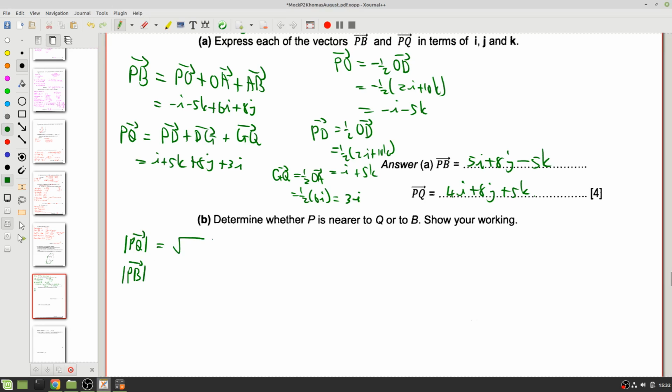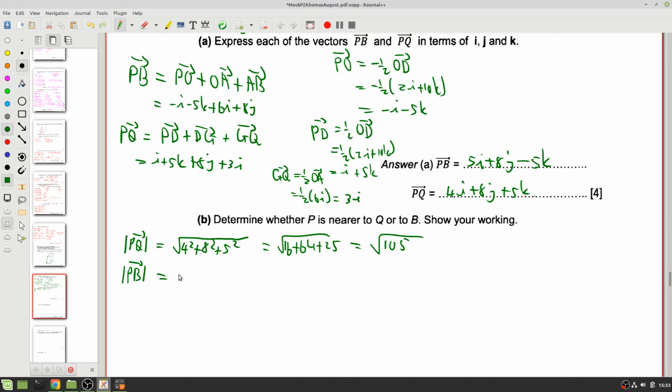Okay, so to find the magnitude, it's just the square root of the components squared. So for PQ, we have 4 squared plus 8 squared plus 5 squared. So 4 squared, that's 16, 8 squared is 64, and 5 squared is 25. And finally that gives us 16 plus 64 is 80, plus 25 is 105.